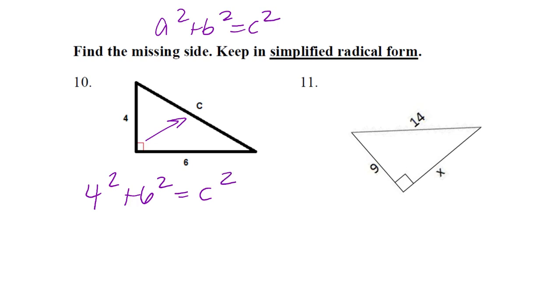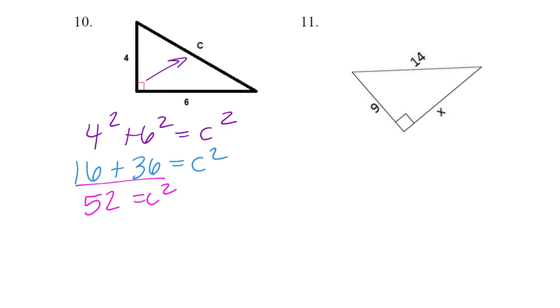So then we need to actually do the math. 4 squared is 16. 6 squared is 36. Equals c squared. Combine your like terms. 52 equals c squared. So then to solve, we are going to square root both sides. So we have to do the square root of 52. So we got to break it down into a factor tree.